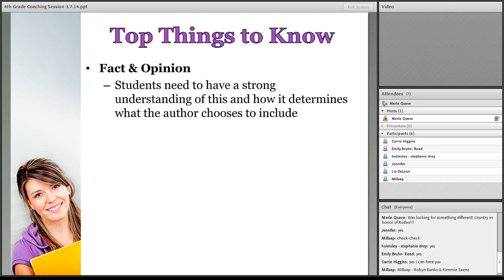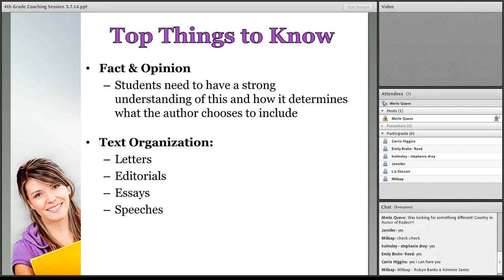And this fact and opinion is so strong. I know a lot of times we make the mistake of thinking, oh, they understand the difference. But it becomes more subtle as they get into more complex texts, and they really need to be able to identify those opinions and be able to understand when an author is only presenting a part of an issue. And that's very telling, because the kids need to understand, well, that shows his perspective. So all of that is sort of tied together, and it's really important to revisit perspective and all of that.